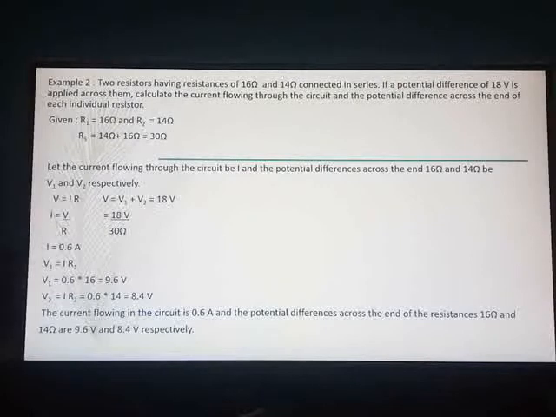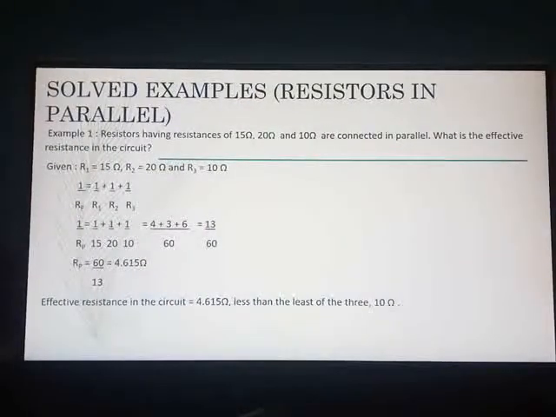So always while solving any numerical example, you should be very thorough with the units and also which formula and where to apply it. Next, we move on to solved examples for resistors in parallel combination. These are the solved examples in your textbook on page number 42. Out of 2, I am solving 1. Next, you can try and solve it on your own.